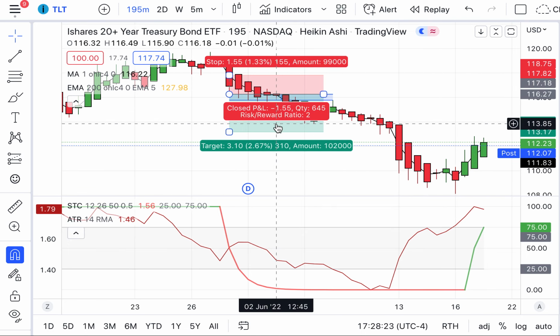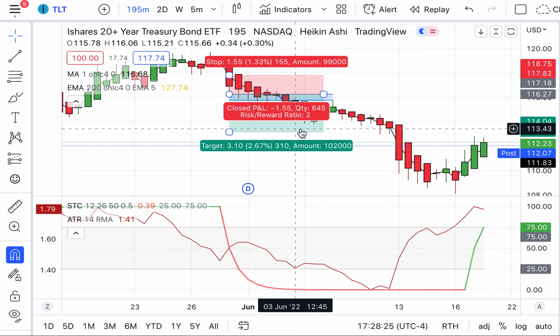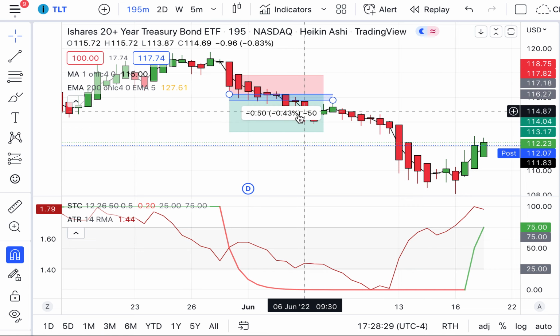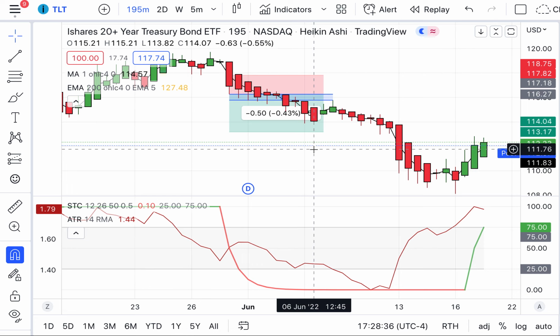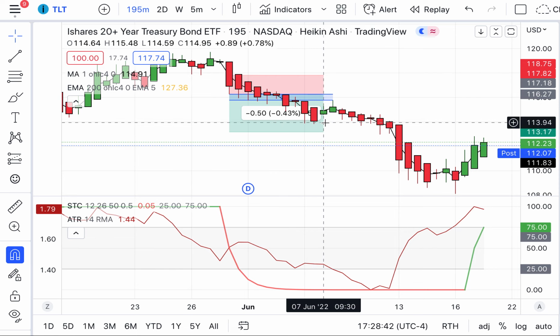This last one, we wanted to garner 3.10%. We did not do that. We only got just a measly 0.43%. Didn't lose anything. Could we have gotten out here? Yeah, but how would we have known that? We would not have. So we didn't. But when things turned over, we jumped out.